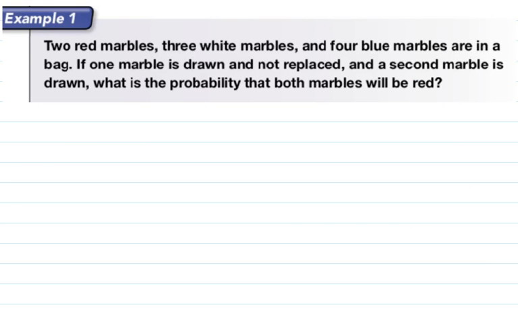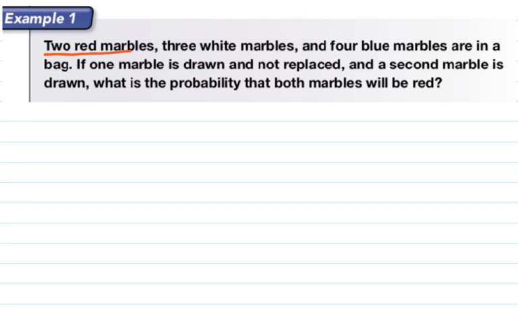So let's look at example 1. We have 2 red marbles, 3 white marbles, and 4 blue marbles in a bag. If one marble is drawn and then not replaced, meaning that marble is not put back in the bag, and then a second marble is drawn, what is the probability that both marbles will be red?